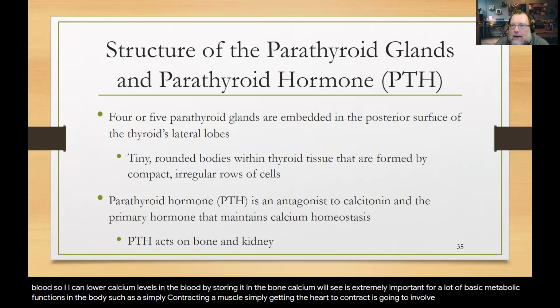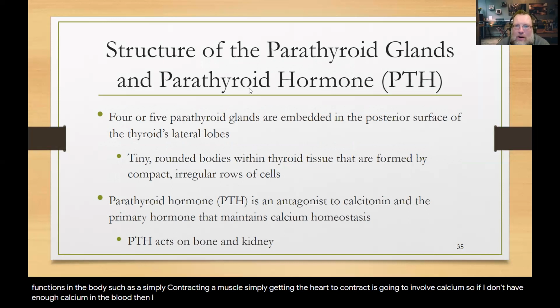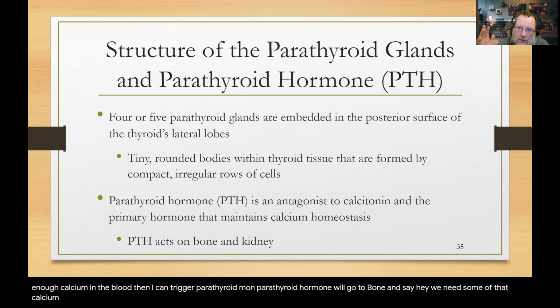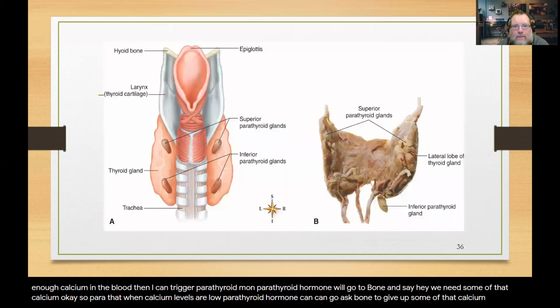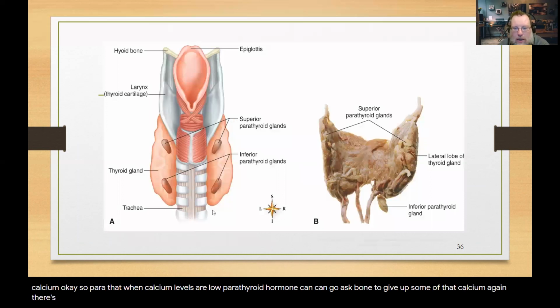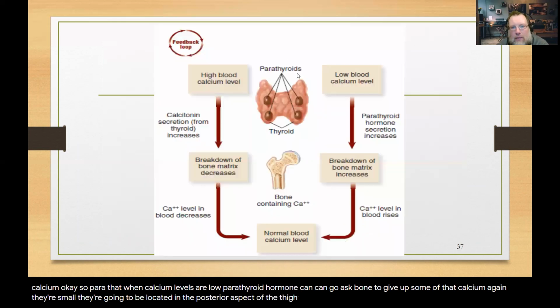calcium. So if I don't have enough calcium in the blood, then I can trigger parathyroid hormone. Parathyroid hormone will go to bone and say, hey, we need some of that calcium. So when calcium levels are low, parathyroid hormone can go ask bone to give up some of that calcium. And again, they're small. They're going to be located in the posterior aspect of the thyroid gland. So again, we see parathyroid and thyroid with calcium homeostasis.